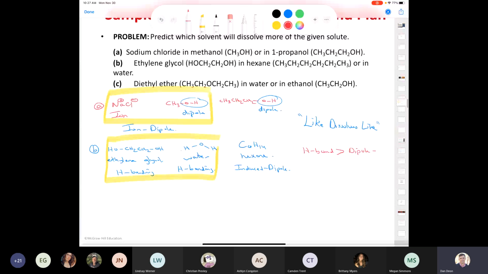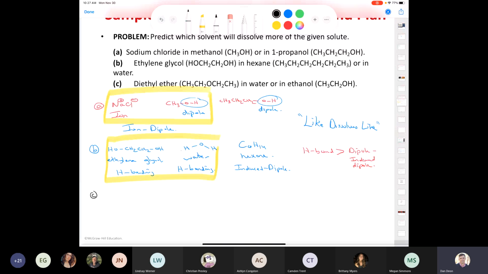Dipole, induced dipole. There we go. All right, well, let's take a look at the last one. What is it? It's diethyl ether in water or ethanol.